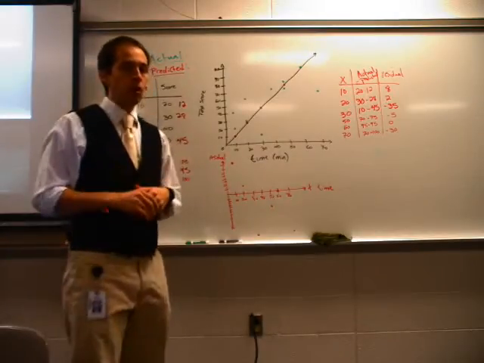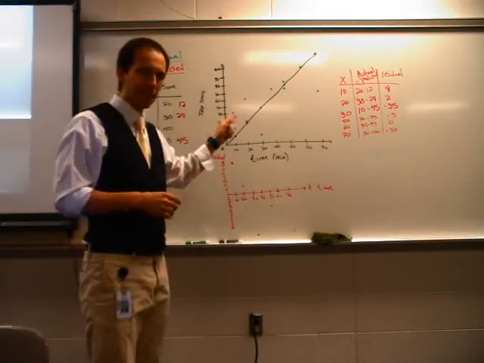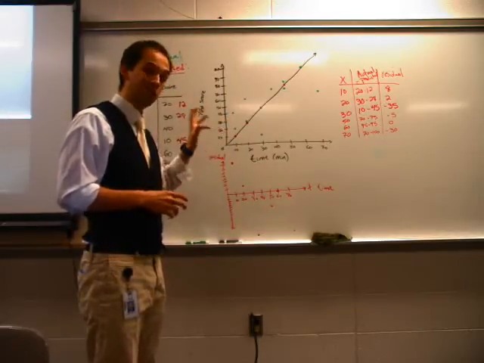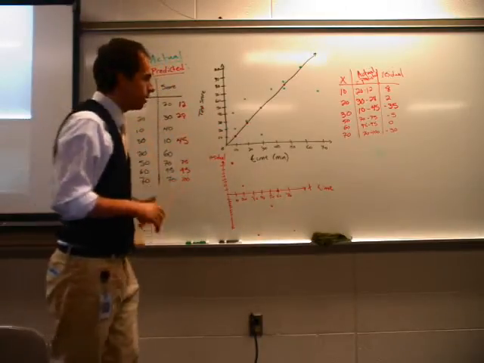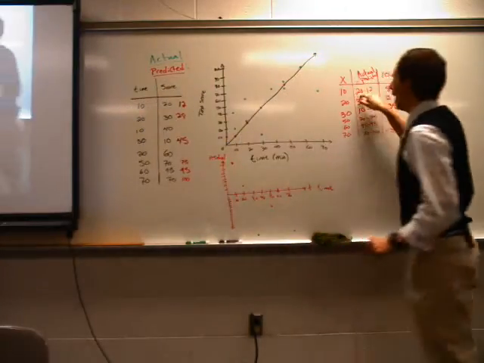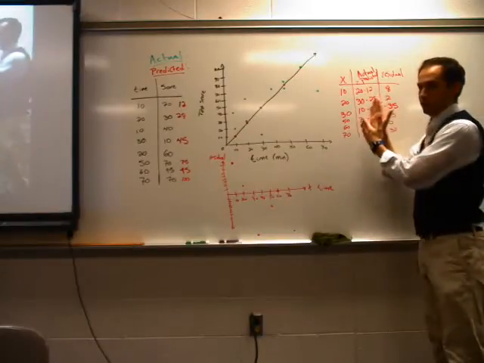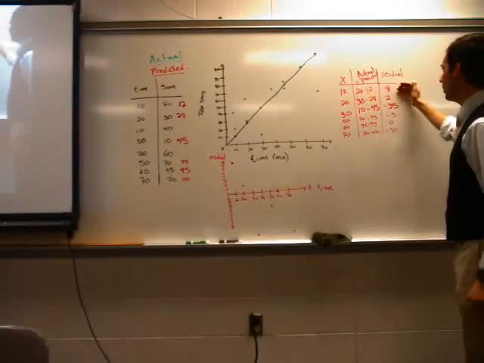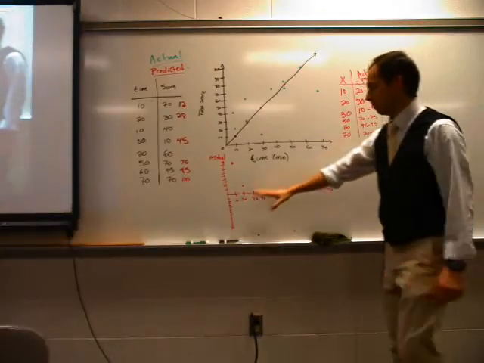Now, what we want to do with the residual plot is find out, is the best fit line really the best model? Is this the best way to understand what's happening with this data? So what we're going to do is take the actual data and the predicted data and subtract them, okay? And when you do that, we get these numbers here, we call them residuals. And we're going to plot them.